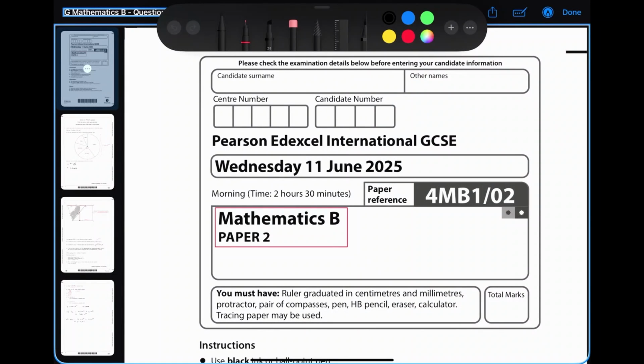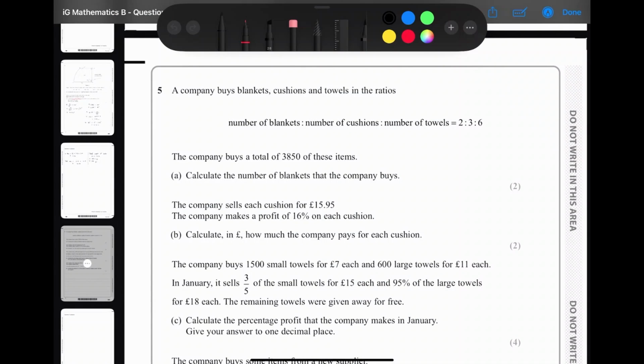Hello everyone. This is the second part for the June 25th paper 2 of Maths B. In this video we will cover from question 5 to 8. Let's get started. Here in question 5 we are given a ratio.